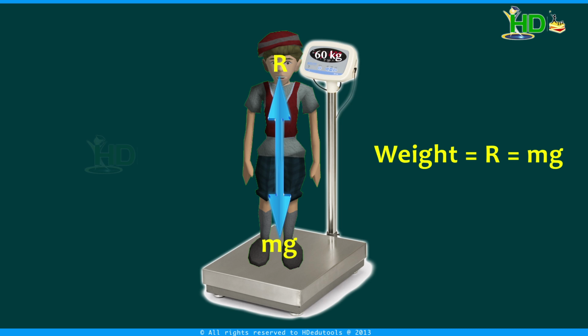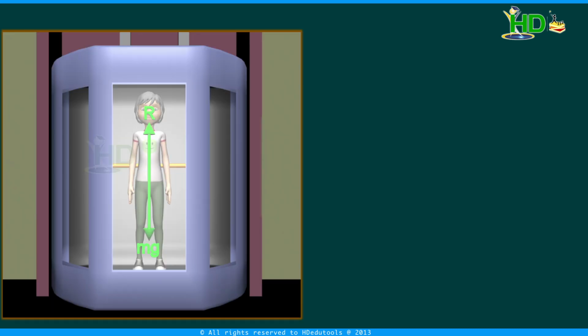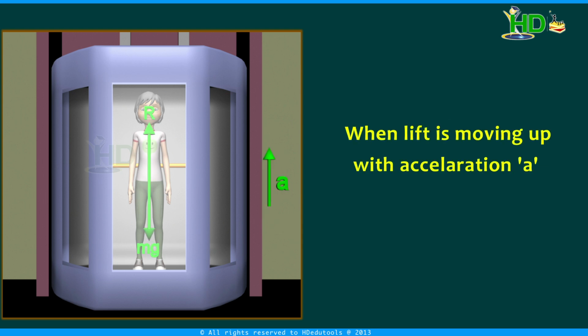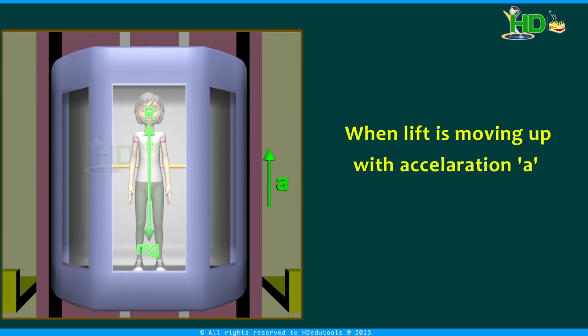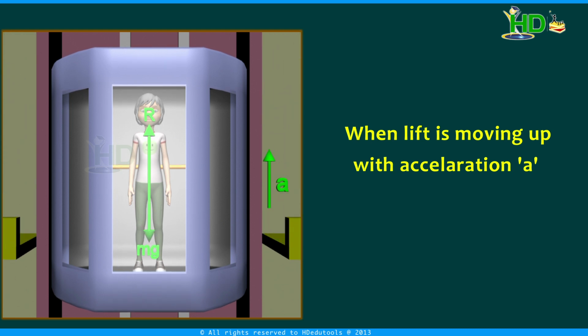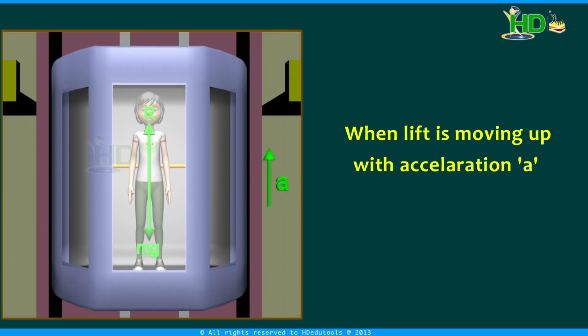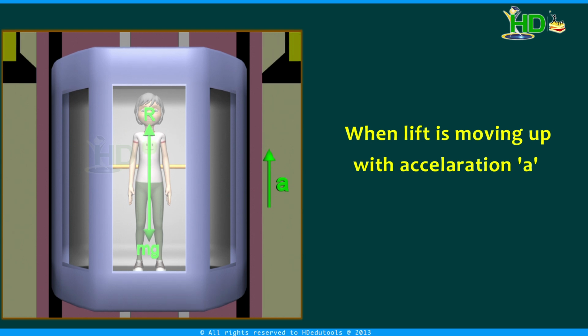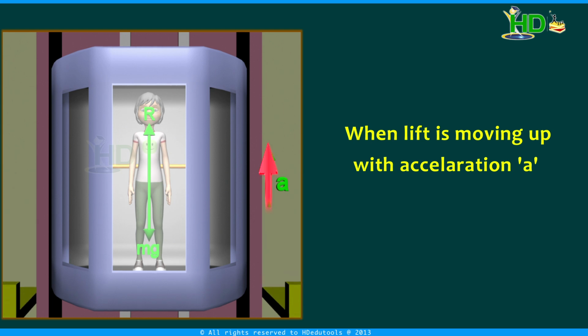This is the true weight. Suppose we consider this weighing machine is placed in a lift. If the lift is stationary, simply we can write R equals mg. The weight recorded on the weighing machine is the true weight of the body. If we consider the lift moving up with acceleration a, what are the different forces acting on the body? mg is vertically down, R is the normal reaction due to the surface of the lift. This is opposite to mg, and a is vertically up.